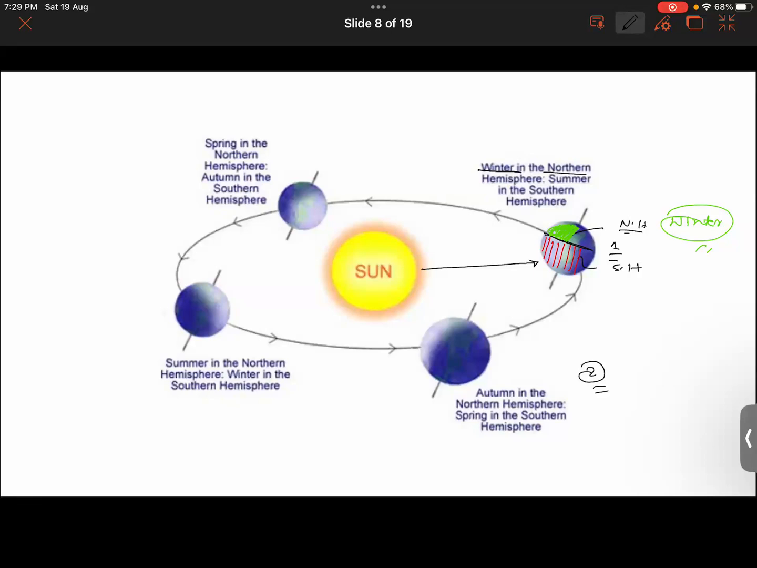Due to rotation, you observe day and night. Day and night is due to rotation. Weather is not due to that. Getting it? And talking about the season, as you said, season is due to the revolution of the Earth. Here, since it is farthest away from the sun, obviously in the northern hemisphere the amount of insolation is lower since winter season is there. Here it's autumn season, right? Here it's spring.